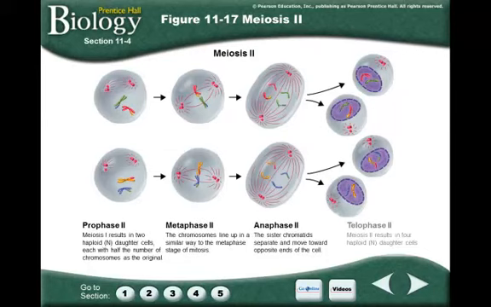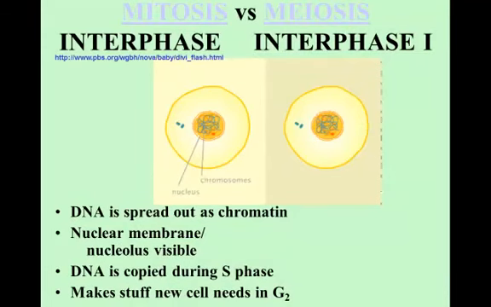Anaphase, A for ana, A for apart. Our chromatids are going to go apart. Telophase 2, I end up with 4 haploid daughter cells. So let's compare side by side and look at what's happening in what stages, what phases are different.